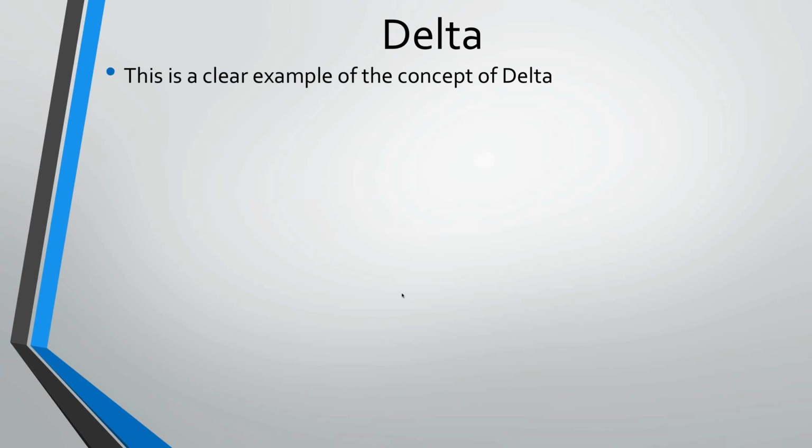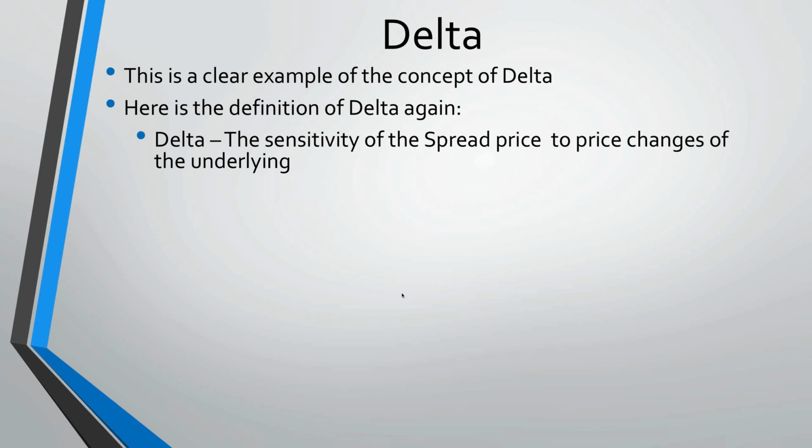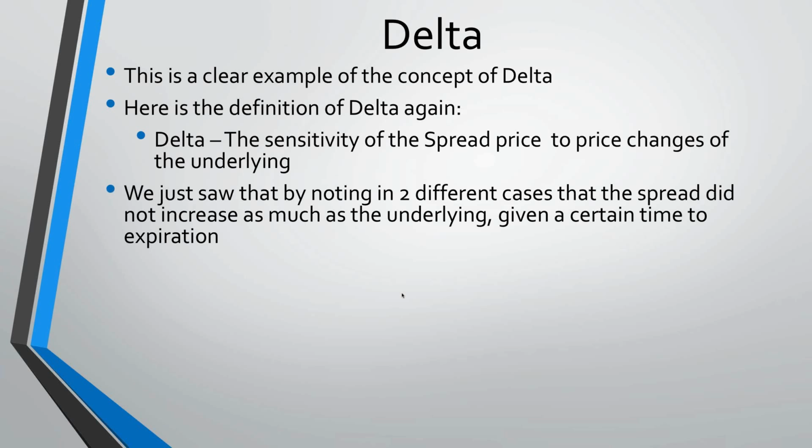Now let's get into the concept of delta. What we just looked at is a clear example of it. Here's the definition again: delta is the sensitivity of the spread price to price changes of the underlying. We just saw, in two different cases, that the spread did not increase as much as the underlying, given a certain time to expiration. In both examples, the underlying moved $2.50, and the spread changed by $1.55.